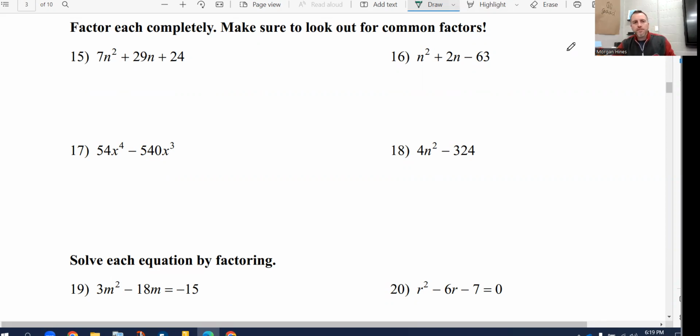Okay, so we're going to do number 15. What does it say to do? It says factor each completely. Make sure to look out for common factors. Why is that? Because common factors can make your life so much easier if you just take them out of things.